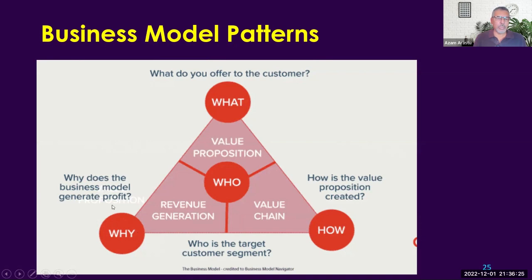Then why does the business model generate a profit? How would you generate revenue? And how is the value proposition created? You need to figure out the value proposition. And who is the target customer segment? So basically, there are three areas you have to define: the value proposition, revenue generation, and value chain. These elements are needed to define a business pattern.